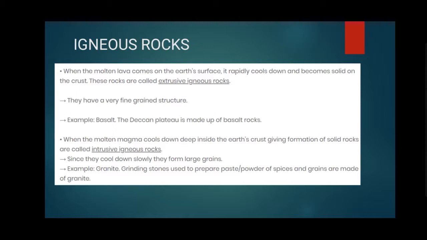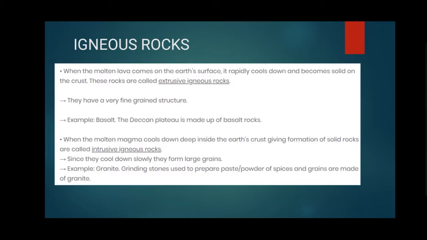So when the molten lava, you all have seen a volcano, that fire coming out, fire liquid coming out, you have seen, right? So that molten lava comes on the earth's surface. It rapidly cools down and becomes solid on the crust. That is called as extrusive igneous rock. So when the molten lava comes on the earth's surface, that rapidly cools and becomes solid, that is called as extrusive igneous rock.